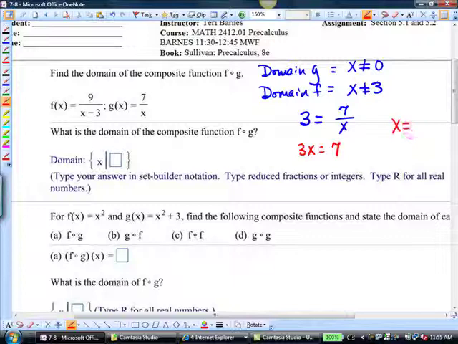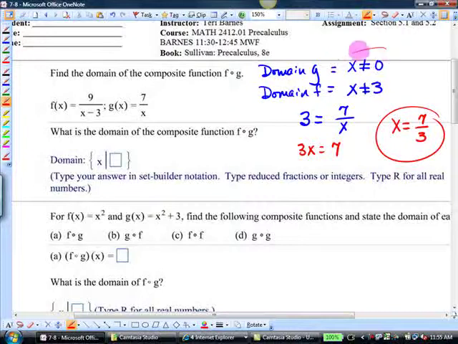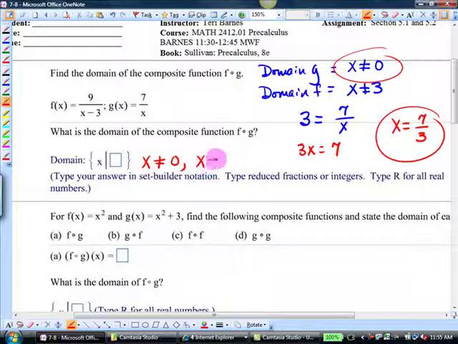So x equals 7/3. So we have a restriction there, and we have a restriction here. So our domain is going to be written. They've already got the brace x such that, and we're going to say x not equal to 0, x not equal to 7/3. So they've got the first part of that written. You're just going to put in the restrictions you found.